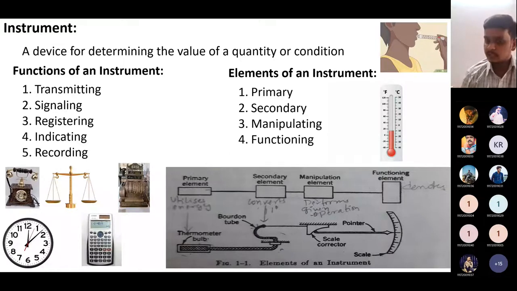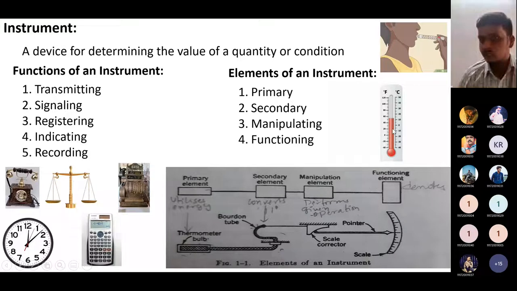For example, this is the thermometer. The thermometer will perform the operation of temperature measurement. To measure a temperature, what do we need? The thermometer bulb needs to be inserted into some medium. Like, for example, this boy has inserted the thermometer bulb into his mouth so that he can measure his body temperature. As soon as the body temperature is high, the mercury inside this bulb will just rise like this.